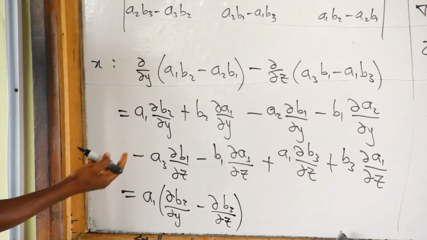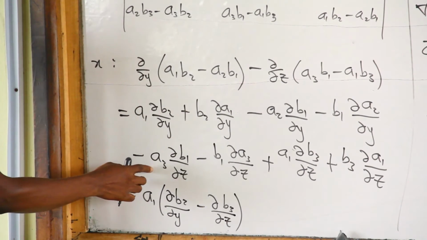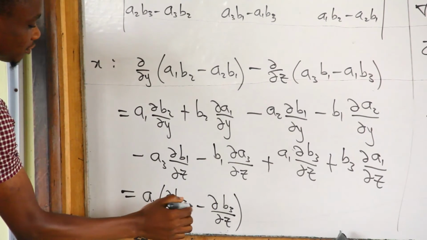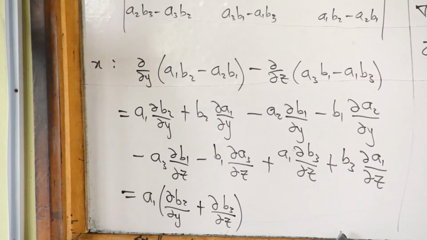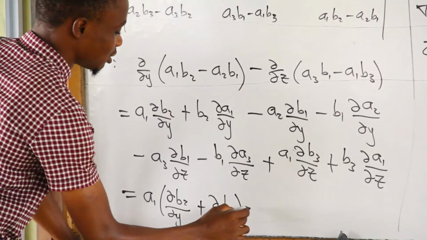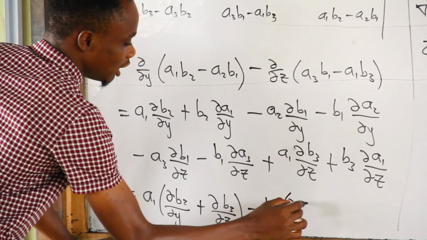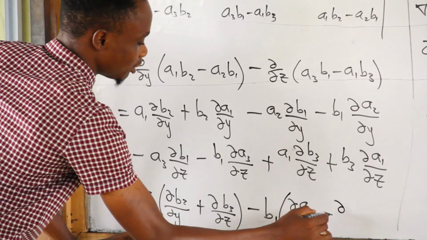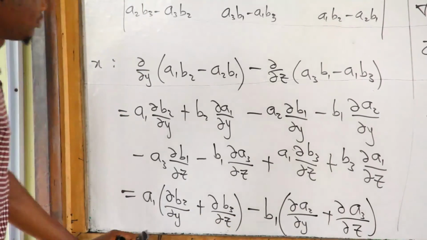What else? The one carrying A1, so that is minus. Which one is plus? Which other ones are common? B1 is common. It's going to be minus B1, then A2, then del y, minus, plus, then A3. What else?